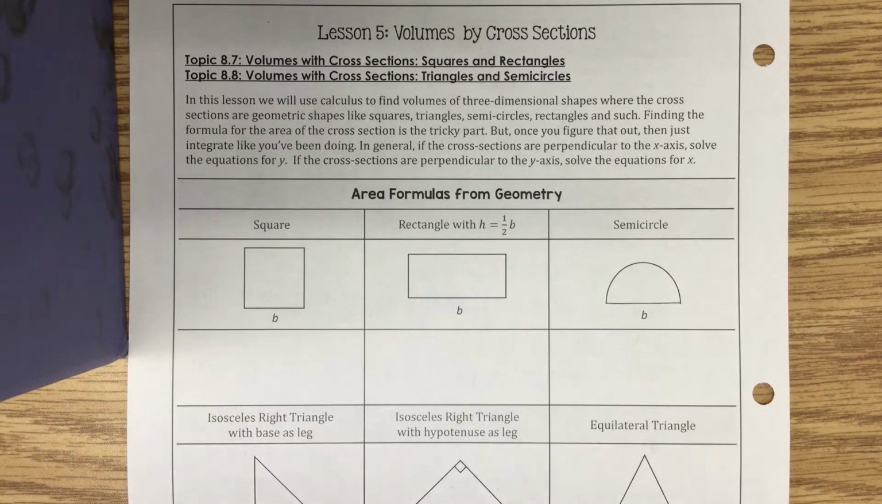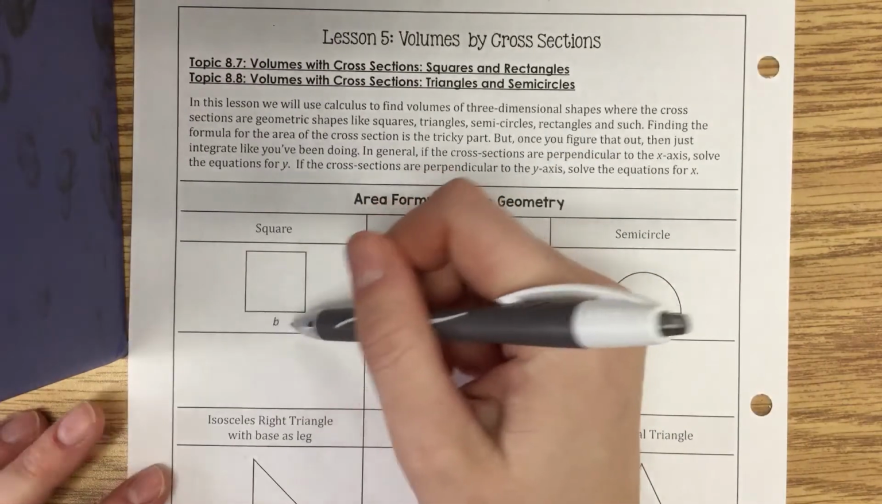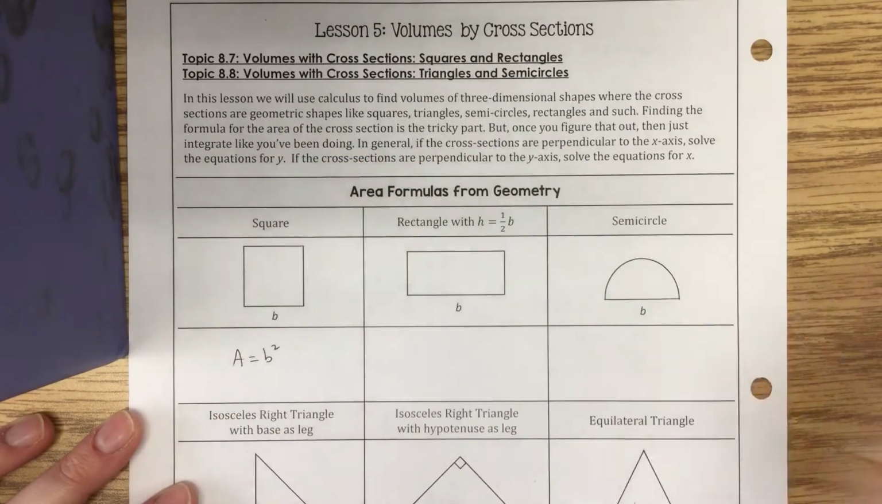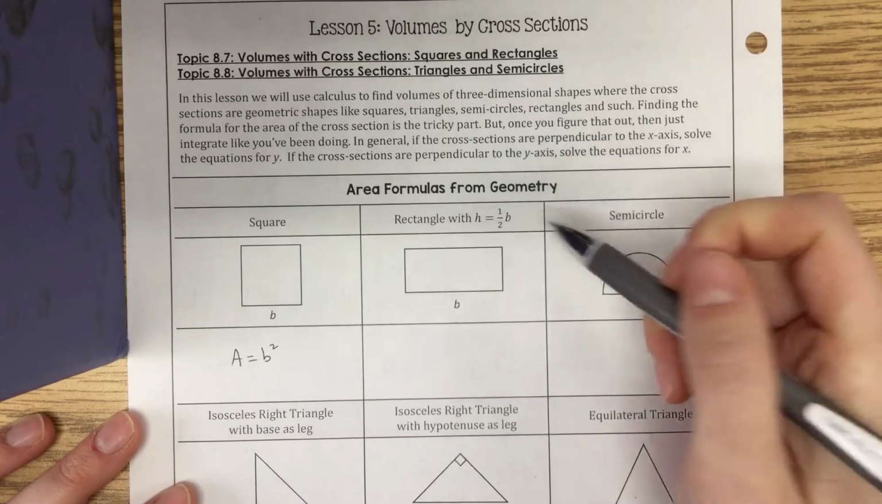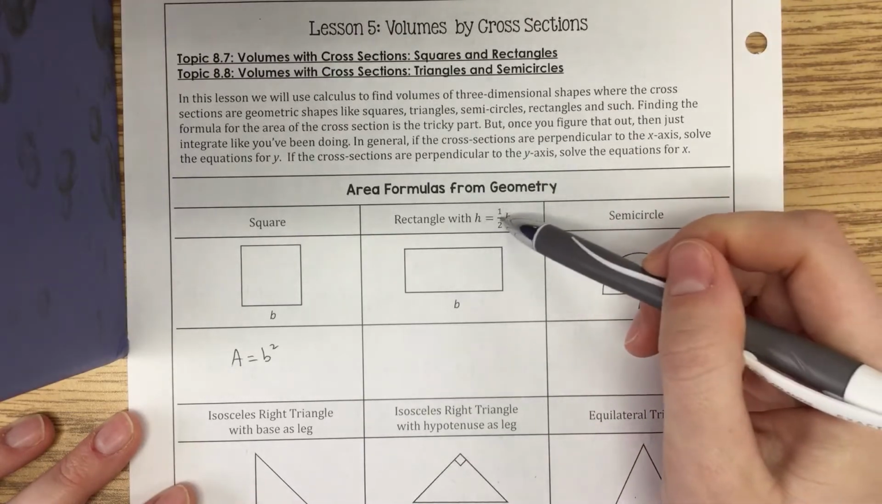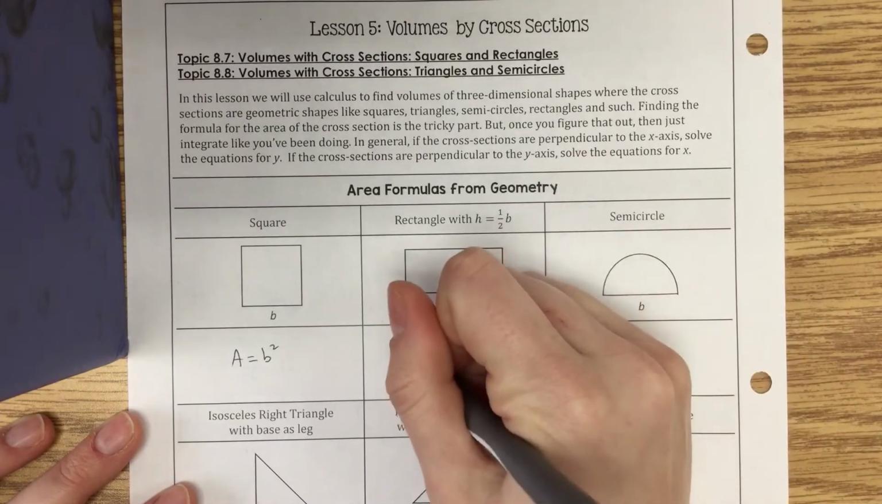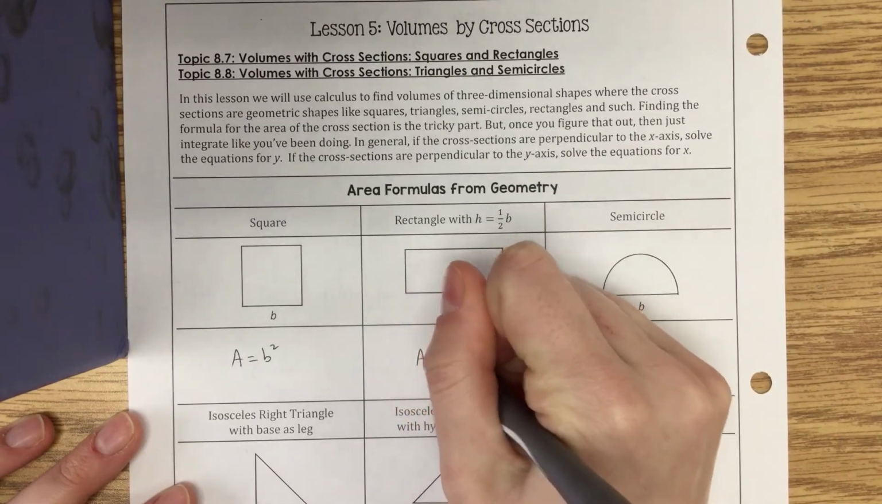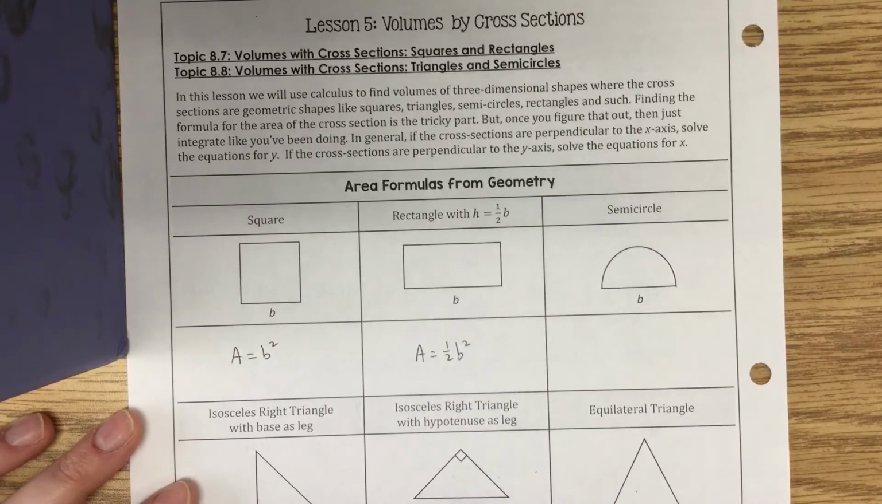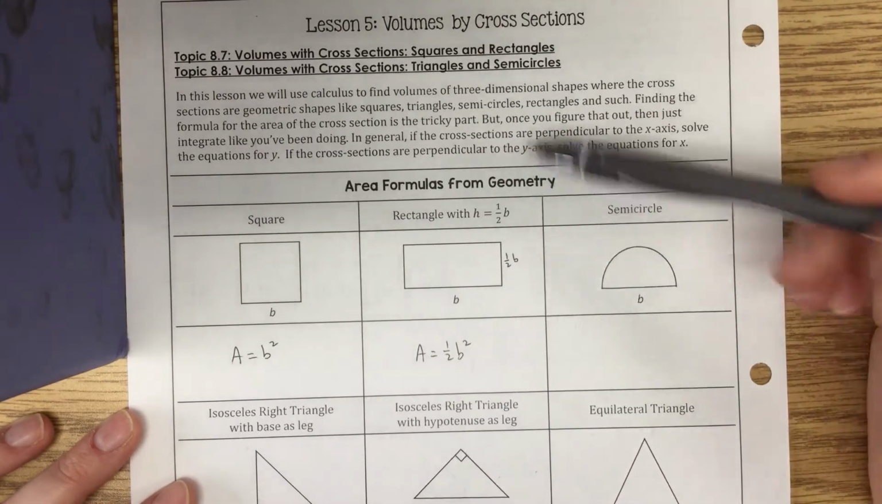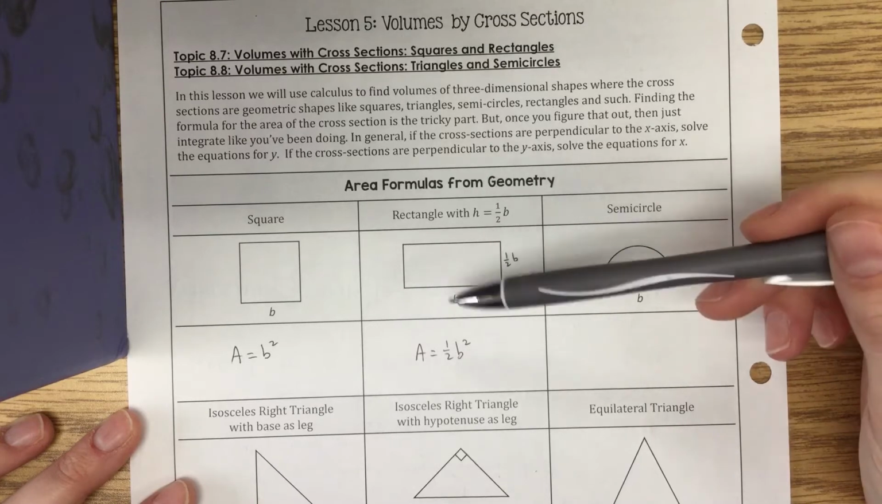So first up we have our square. If we have a side B, the area is going to be just B squared. A rectangle, if it has a height equal to 1/2 of B, then our area is going to be 1/2 B squared. Okay, so this side right here is half of B. If this was something else, like A, it would just be A times B.